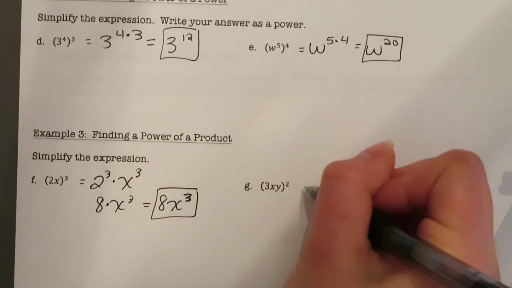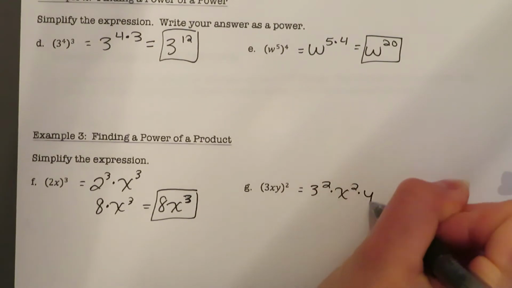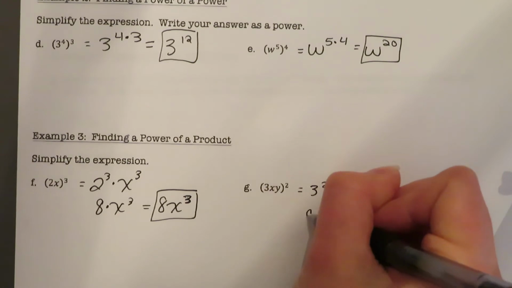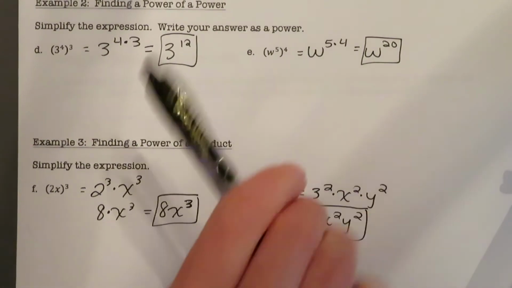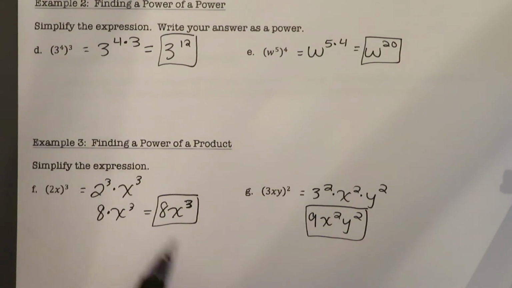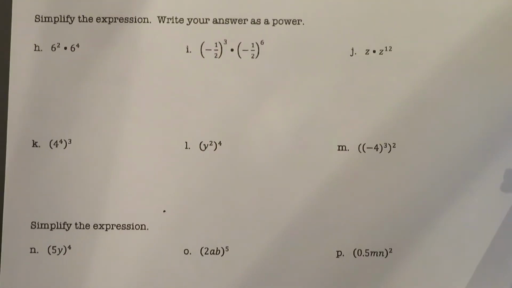Letter G, 3 squared times x squared times y squared. That is 9x squared y squared. You'll notice in both of these, in my last steps, I do not have a multiplication sign in between. Make sure you don't. That's just a given, it's multiplication.